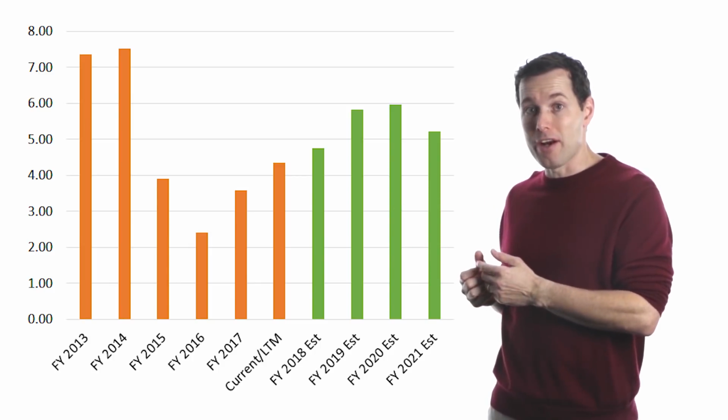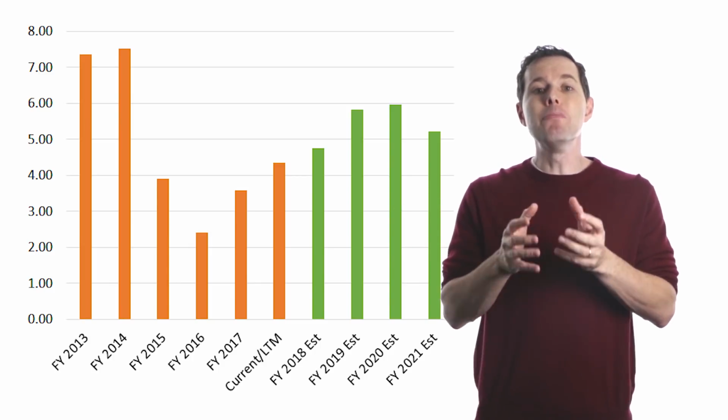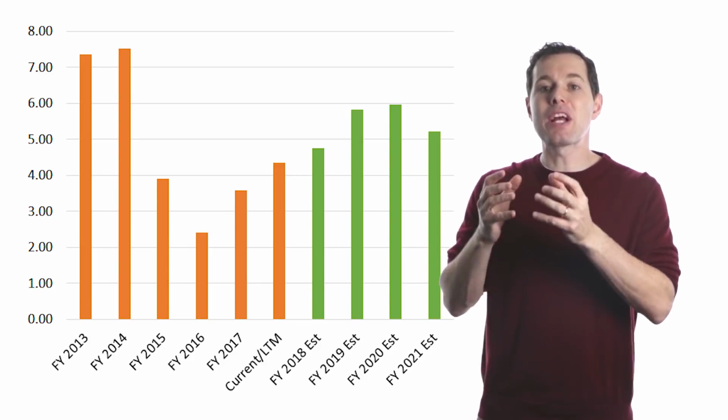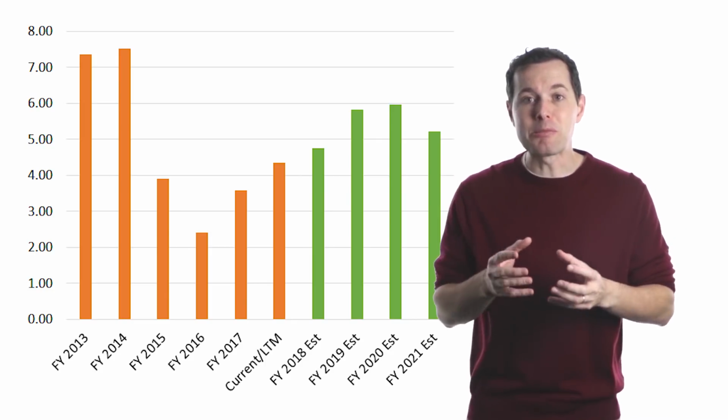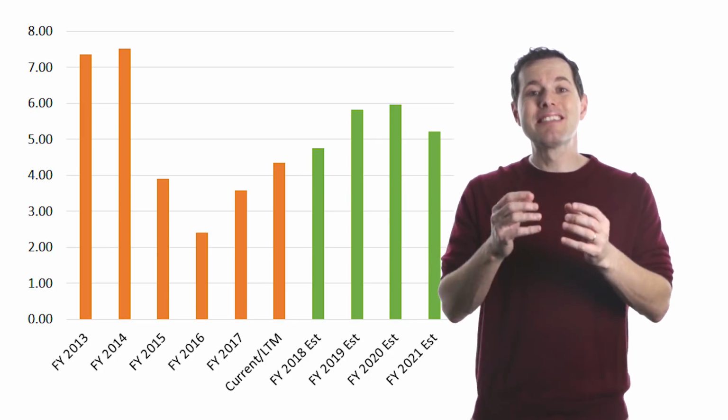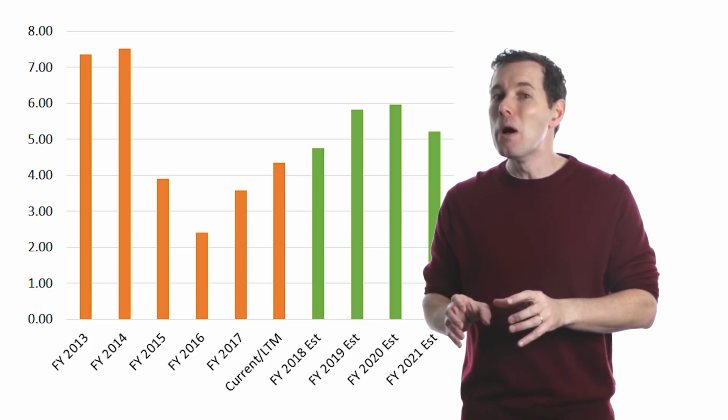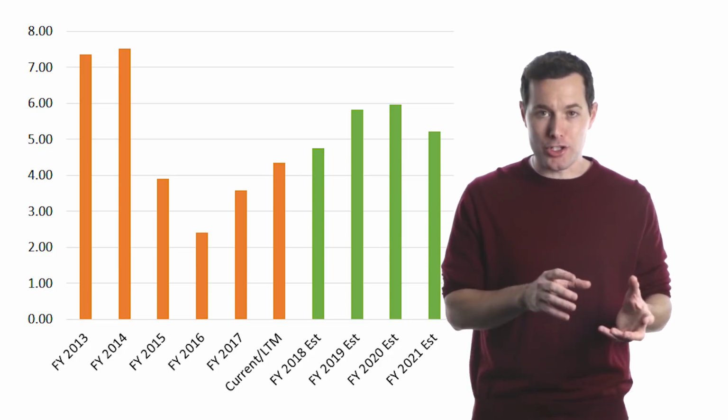Now, if you saw our Chevron video, you may remember that one of the things that we uncovered was that the downstream segment for oil and gas companies tends to be a large driver of revenue, but not an enormous driver of margins.